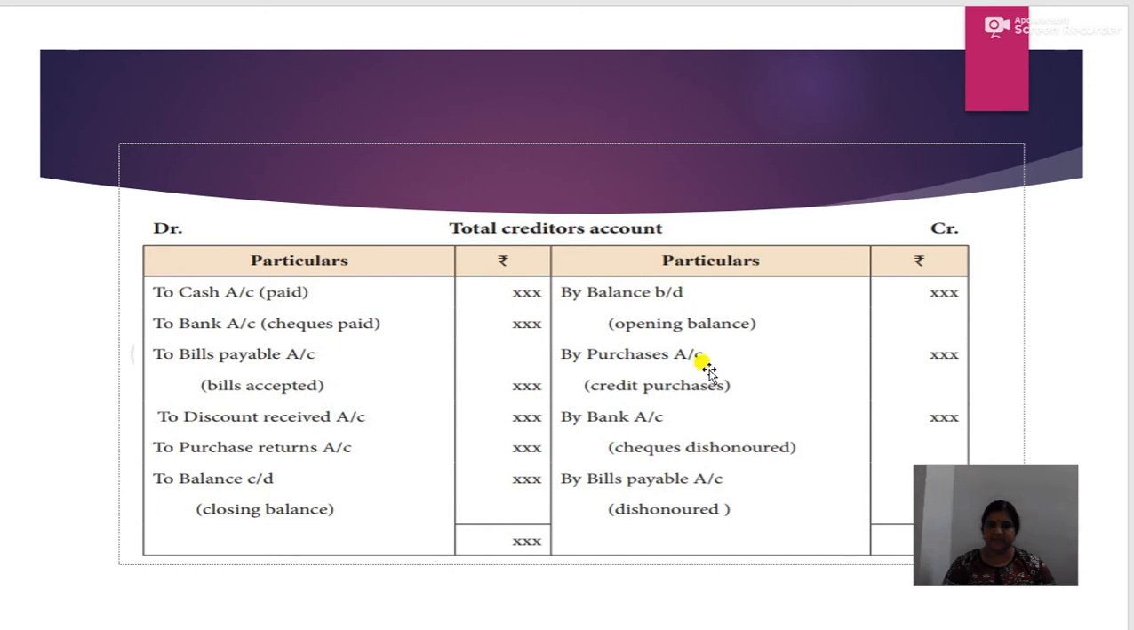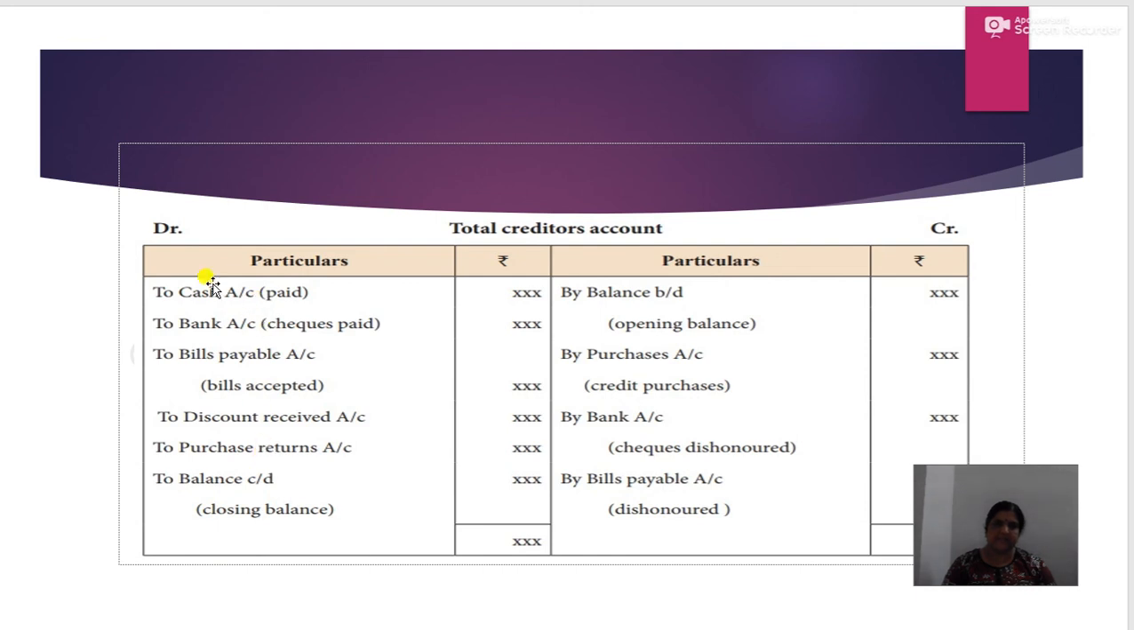Then comes purchase, that is credit purchase. By bank, that is check dishonored. Then bills payable, that is bill dishonored. Okay, so this is the opening balance. Then comes credit purchase, then check dishonored, and also bills dishonored. So that comes to the credit side. Now what about the debit side?